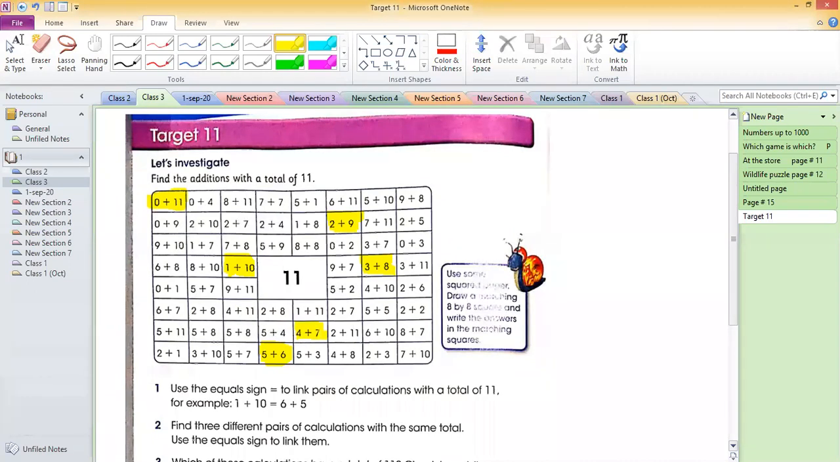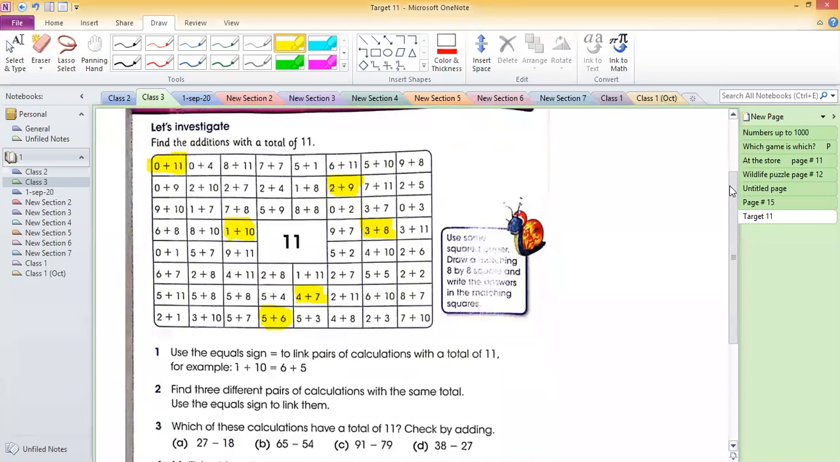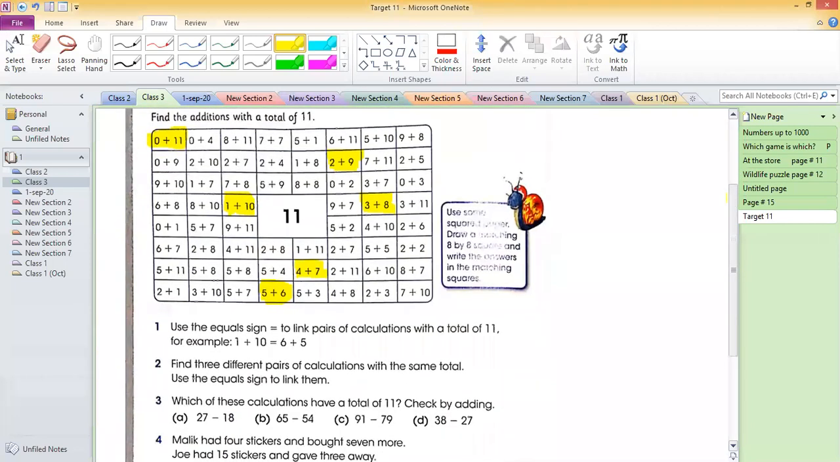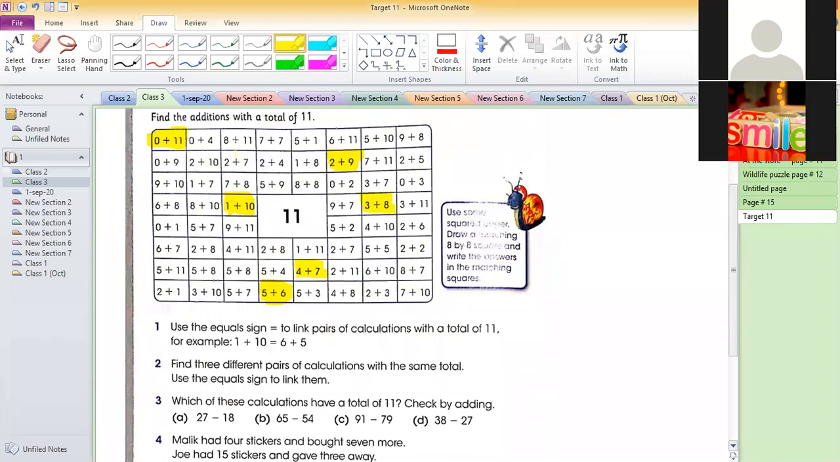Okay, this was just for practicing. This was addition of 11. So you found out here that in the whole chart, these are the sums of the pairs which are giving you a total of 11. Okay.